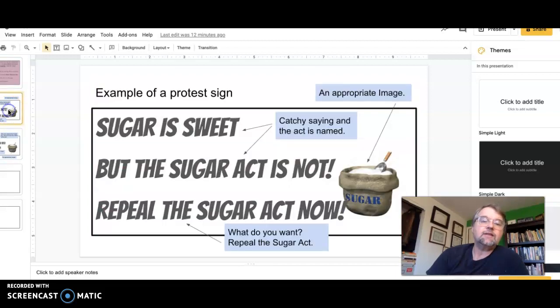And here's an example of one. I have "Sugar is sweet, but the Sugar Act is not." So there's a catchy saying there about how you feel about the Sugar Act. And I have the act name here. Got to have which act we're talking about, the Sugar Act. I've got the appropriate image here. And then I have "Repeal the Sugar Act now." So what do you want? You want to repeal the act.